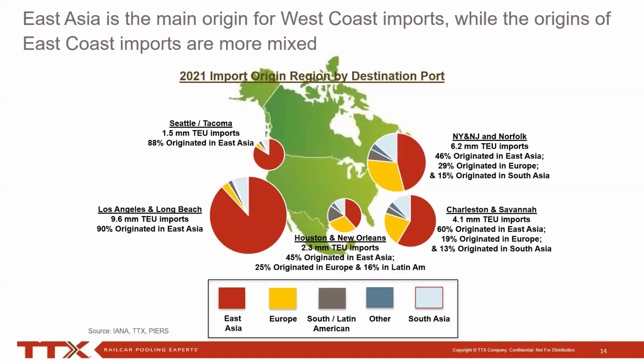And then you can also see how it breaks out where goods originate. And clearly on the West Coast, the red color dominates, which is origins from East Asia. On the East Coast, it's more of a mix. So there are imports from South Asia, Latin America, and Europe. But it's interesting to note that on the East Coast, even though East Asia doesn't dominate the way it does on the West Coast, it's still over 50% of the originations.